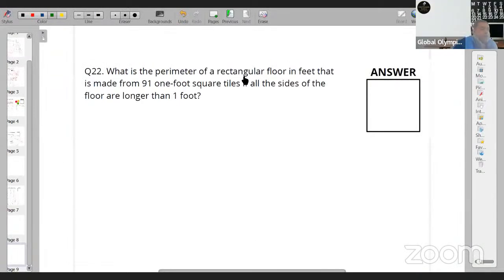What is the perimeter of a rectangular floor in feet that is made from 91 1 foot square tiles if all sides of the floor are longer than 1 foot? Okay, perimeter of a rectangular floor. Okay, 91. 91 1 foot square. If all sides of the floor are longer than 1 foot, okay.